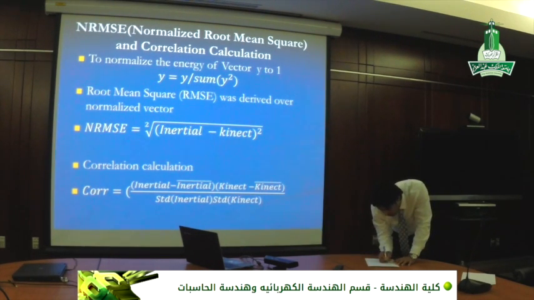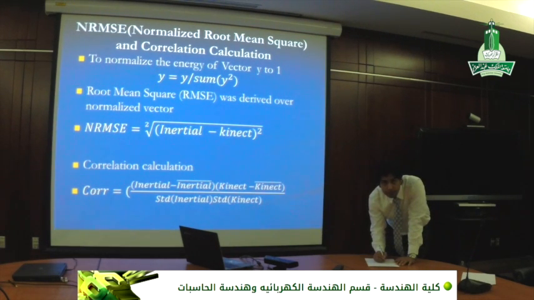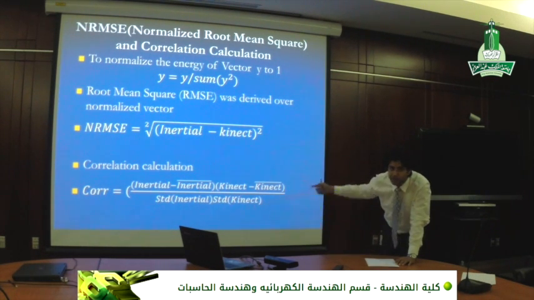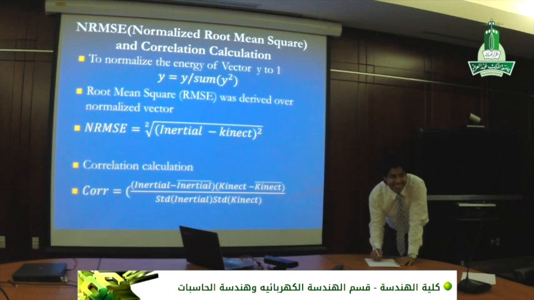If you would like to make a good publication, you have to. And the normalization is not where you divide it by the summation of it. You have to divide it by the standard deviation. So the equation is normalized, you need to fix it. In the theoretical part, I will tell you: covariance divided by the standard deviation of x and the standard deviation of y.